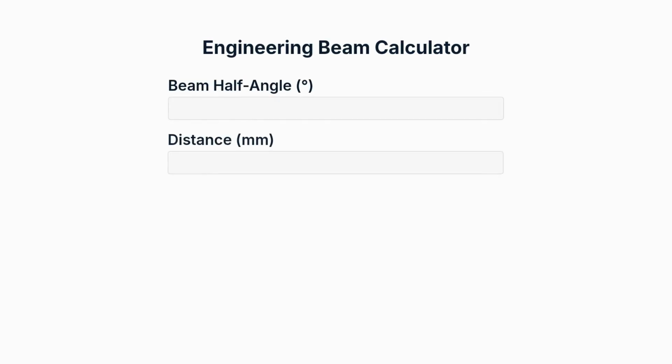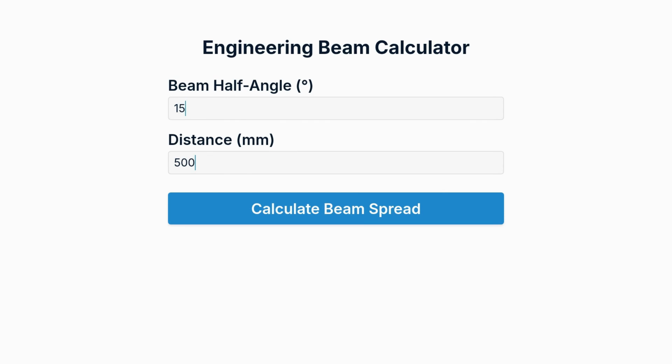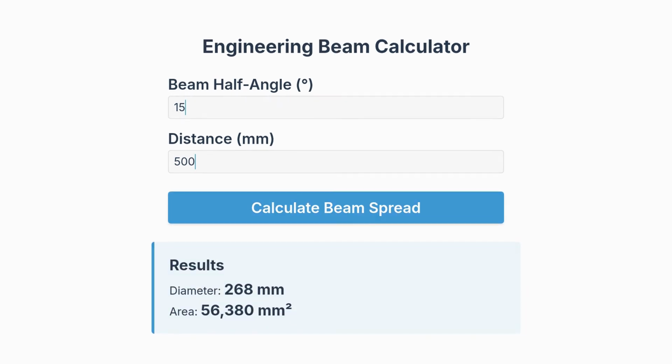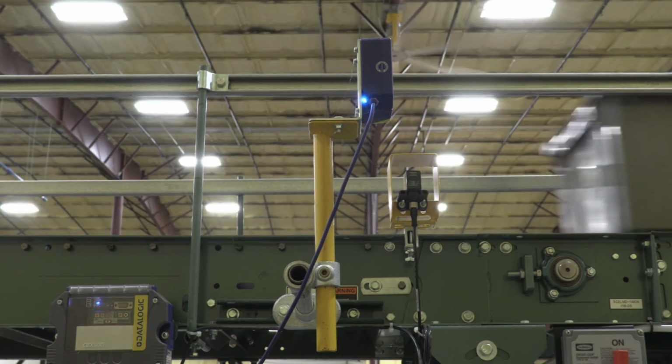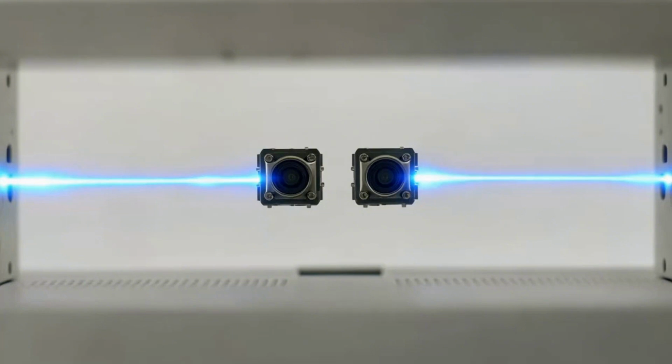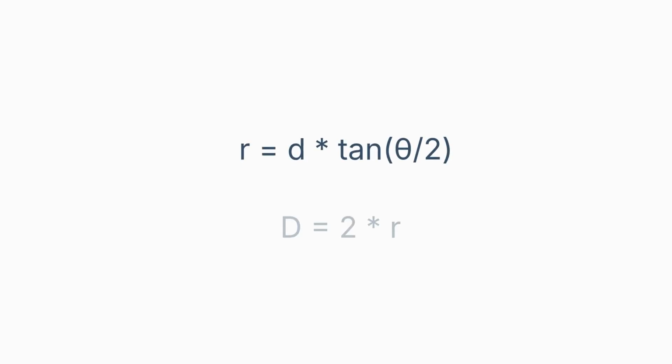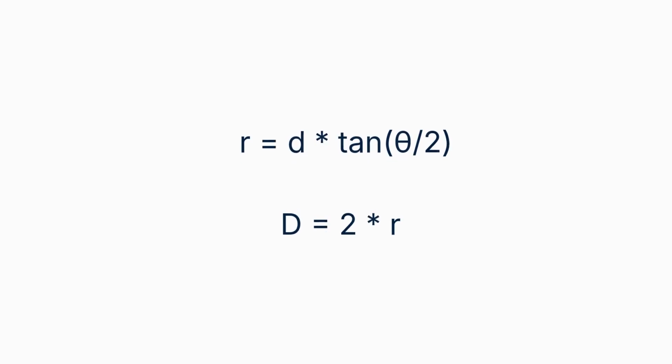The calculator will display your results showing the beam spread characteristics at your specified distance. This includes the coverage diameter and area, helping you determine if your IR sensor will adequately cover your target zone. Engineers use these calculations to properly position sensors for motion detection, presence sensing, or beam break applications. This tool eliminates manual trigonometry calculations and helps optimize sensor placement in your designs.